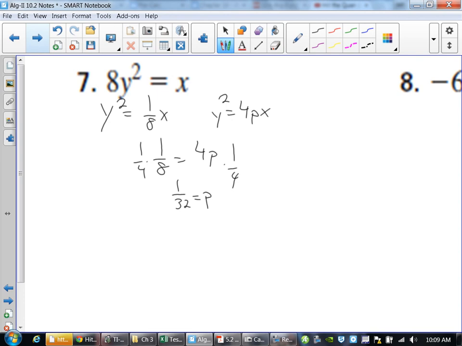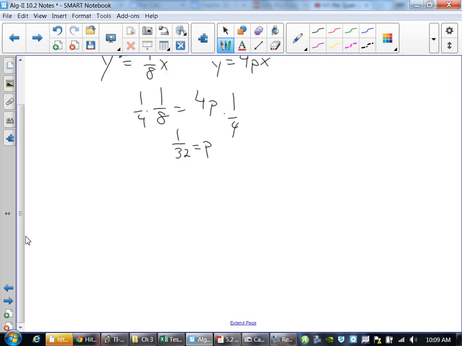Here's the thing, we're not trying to mark that off perfectly. y squared, it was a positive p value, so is it going to go left or right? Which way is it going? It's going to go to the right. Good.